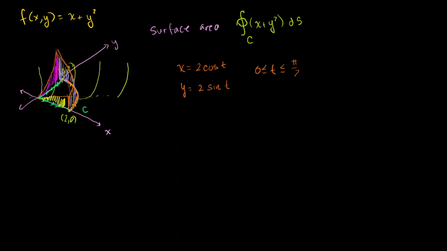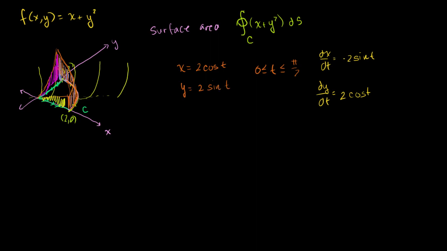So if we just wanted to find the surface area of that wall right there, we know we're going to have to find dx/dt and dy/dt. So let's get that out of the way right now. dx/dt is going to be equal to minus 2 sine of t, and dy/dt is going to be equal to 2 cosine of t. We just took the derivatives of these. We've seen that many times before.